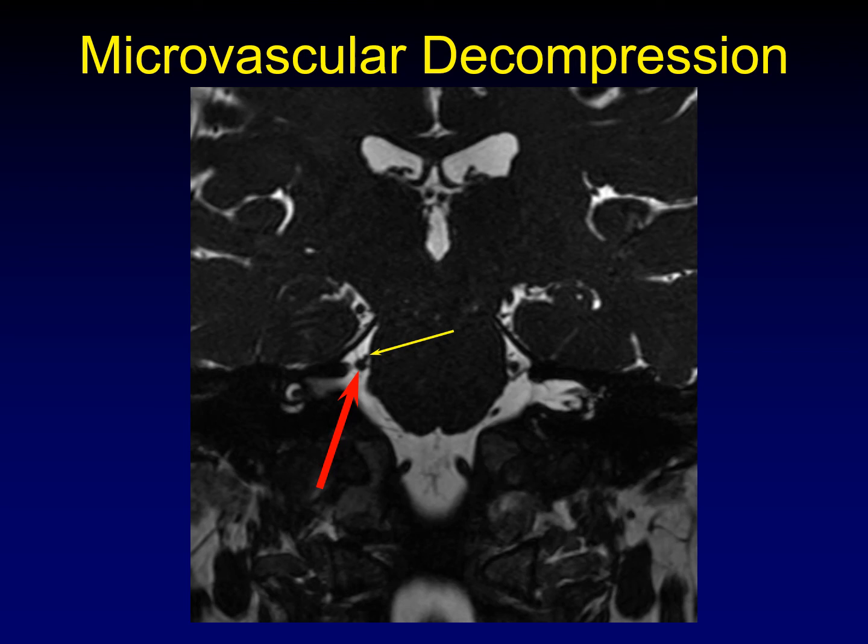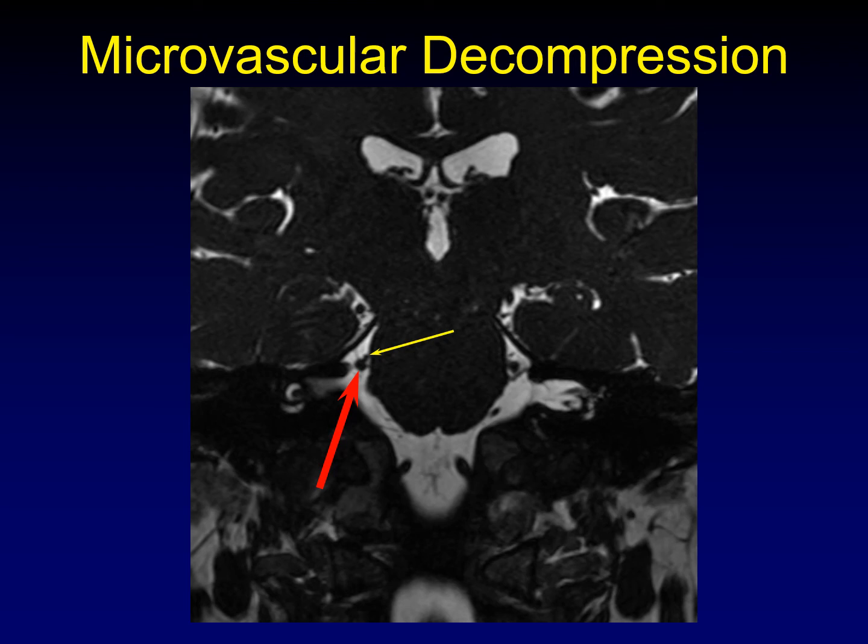I show this picture. The red arrow is the trigeminal nerve itself as seen in coronal cross-section, and just above that is an adjacent tubular structure with the yellow arrow. That is the superior cerebellar artery. By far the most common artery to impinge upon the trigeminal nerve is the superior cerebellar artery. So that's what we're looking for on imaging prior to microvascular decompression.